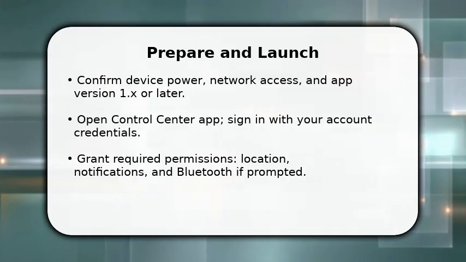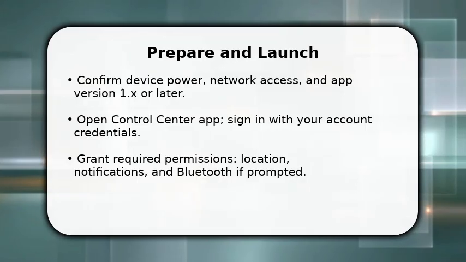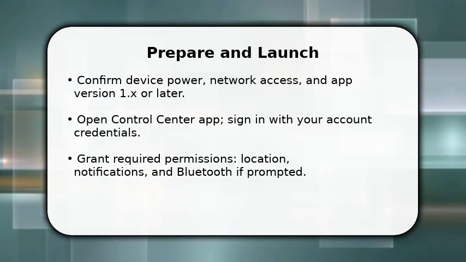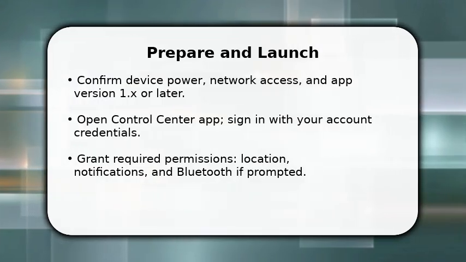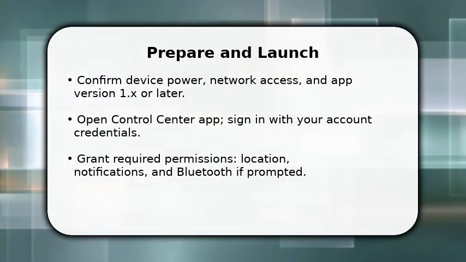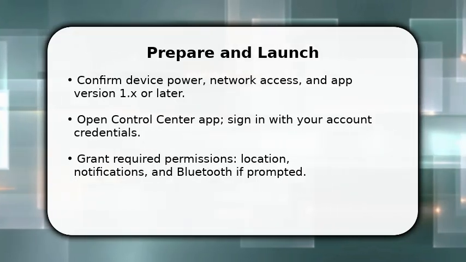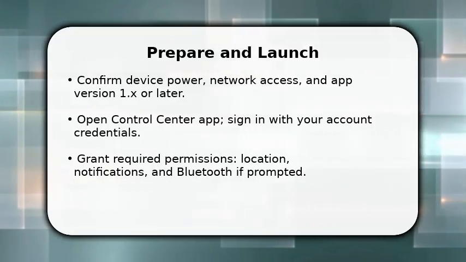You start by confirming the essentials: device charged on your network and the app updated. Open Control Center and sign in so your settings sync. This ensures profile-based controls load. Once done, accept the permission prompts for location, notifications, and Bluetooth because they enable live status and device discovery.